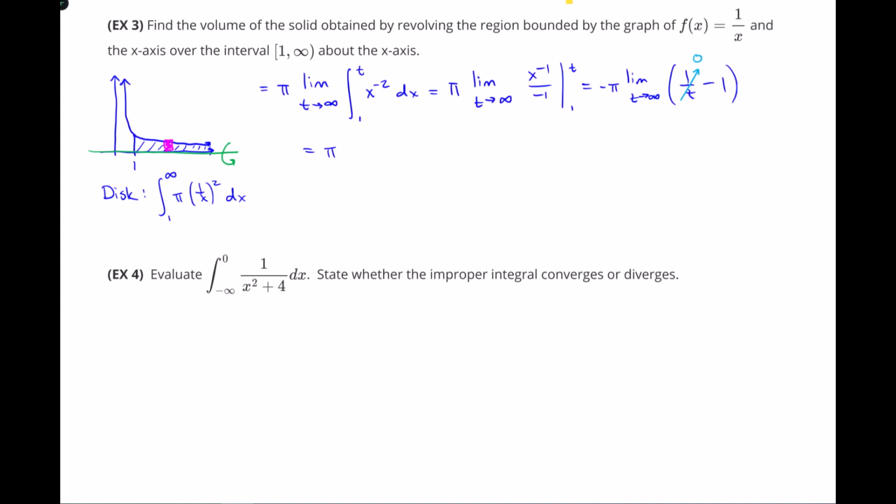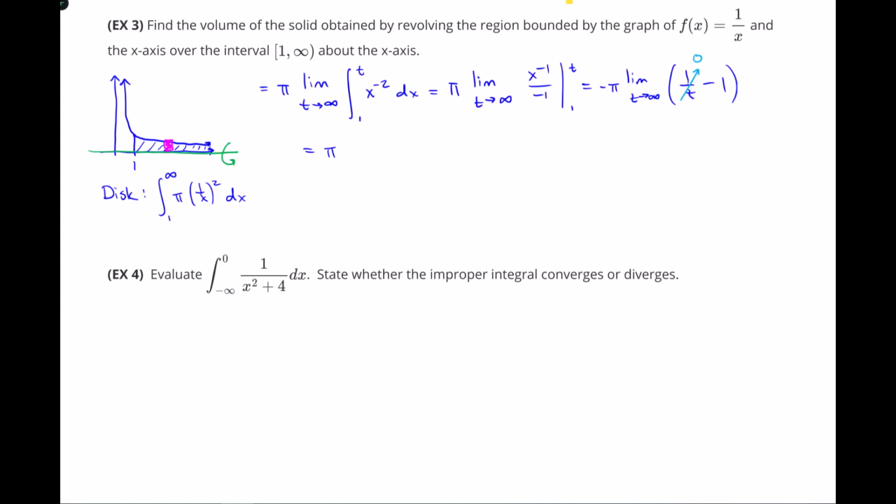All right, so basically the same problem that we did from earlier, but the setup was a little bit different because we had to do the disk method. And that kind of has an interesting result in that we were looking at regions that were infinitely sized, but then have finite area. Here we have a region that is infinitely sized, but then also has a finite volume. So that's an interesting situation there.